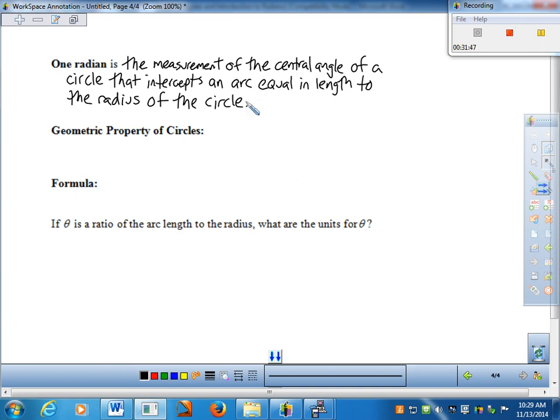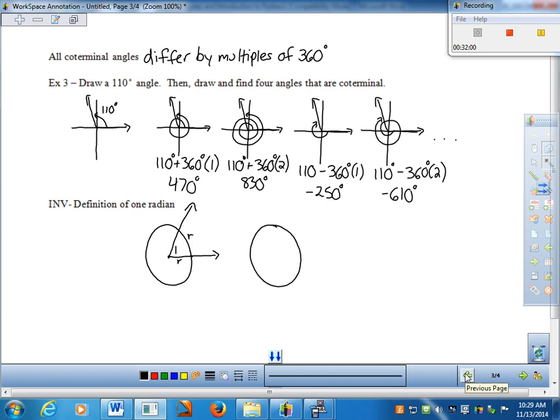Obviously, as you can see, quite a bit different than 1 degree. 1 degree is certainly quite a bit smaller than 1 radian. So, if you look, intercepted arc is equal to the length of the radius. And again, no matter what the size of the circle is, bigger, smaller, doesn't matter. You should have a terminal side that looks just like that.